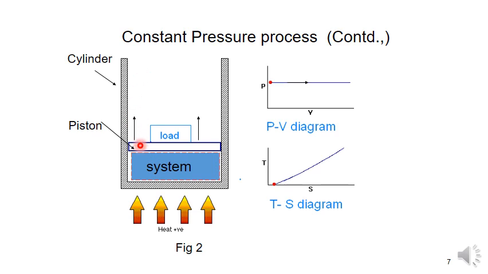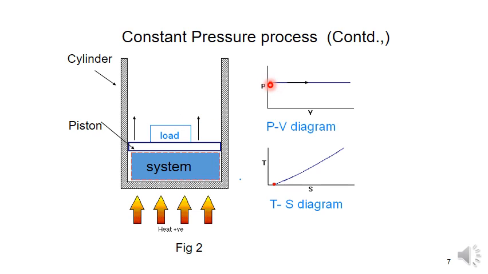This is the system, this is the volume occupied. If you increase the heat, if the heat is continuously increasing, the volume is increasing. Heat means definitely the temperature should be increased. So when temperature is increased, the blue line here will automatically increase. Here we are keeping the pressure constant.